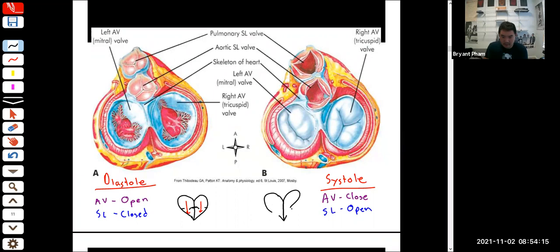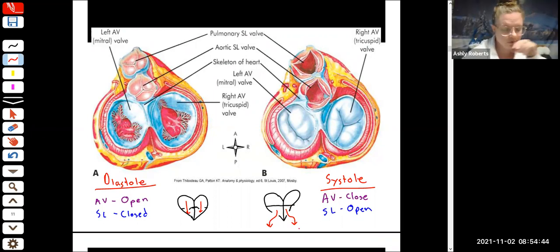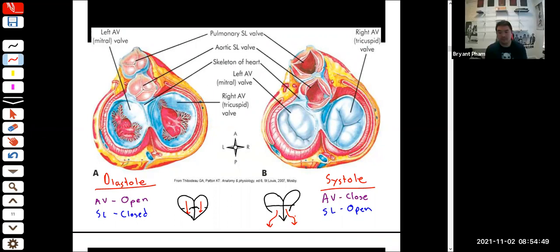Yep, that's one part of it. Prevent backflow. The blood is going to go both places, either to the lungs or to the body. So what I'm getting at here is during systole, AV valves need to be closed to prevent backflow. Your semilunar valves need to be open to let blood out of the heart. Okay.